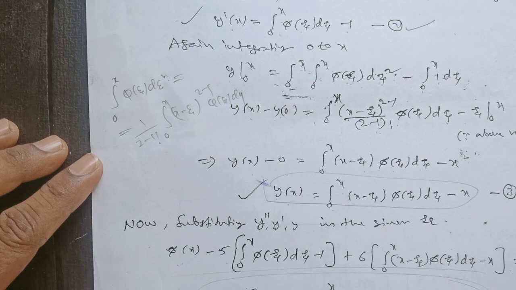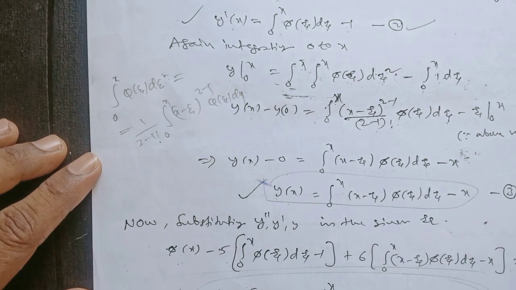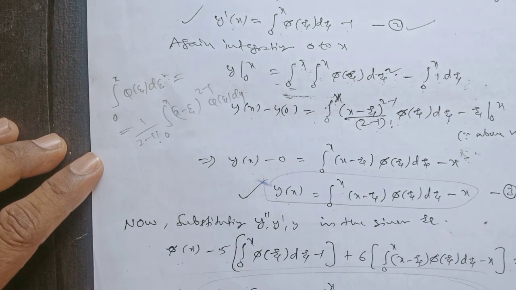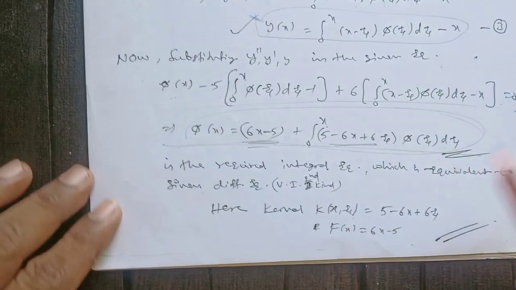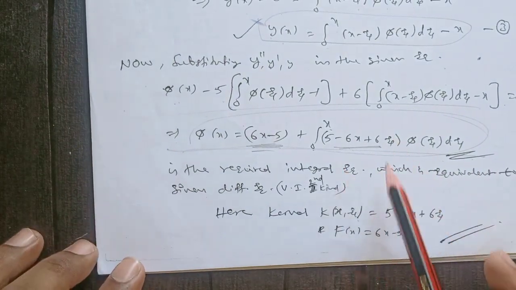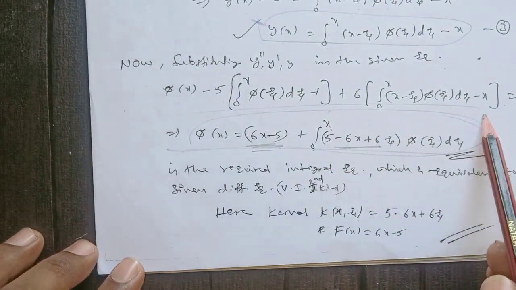So this is the first kind or second kind of Fredholm integral equation, because its upper limit is the variable x, so that it is a Volterra integral equation.